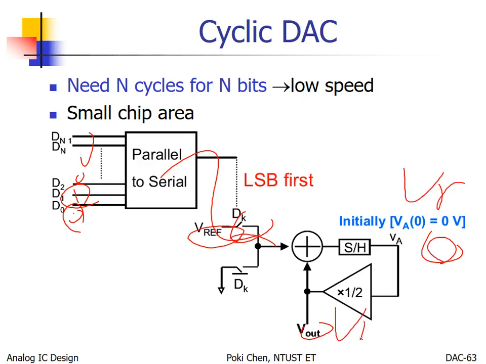So you get V reference by 2 for your output, right? And for the rest, one cycle again, it will be divided by an extra 2. But what is the difference between D0 and D1? D1 operates one cycle less than D0, right?